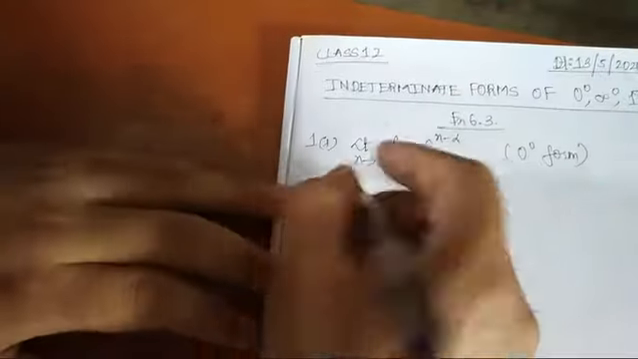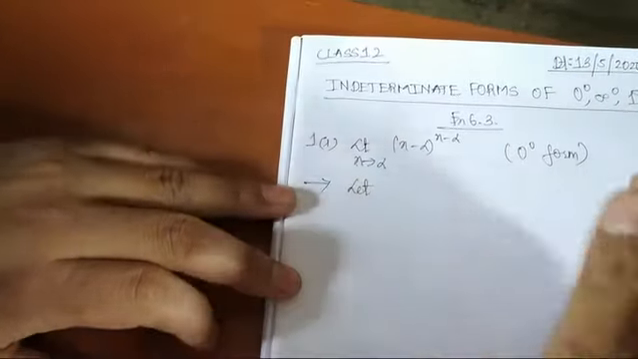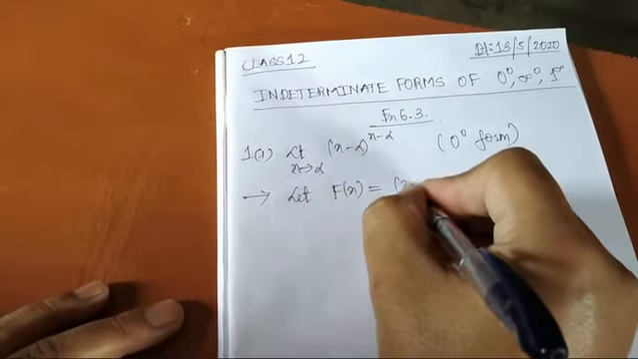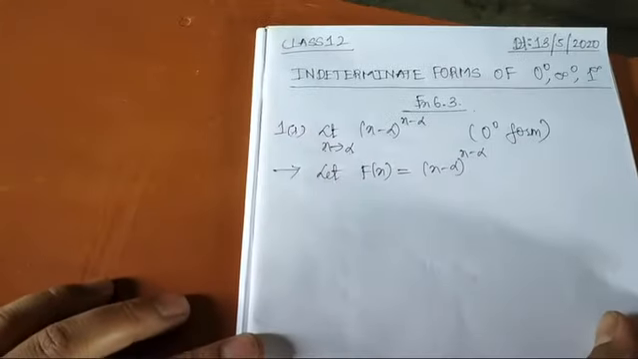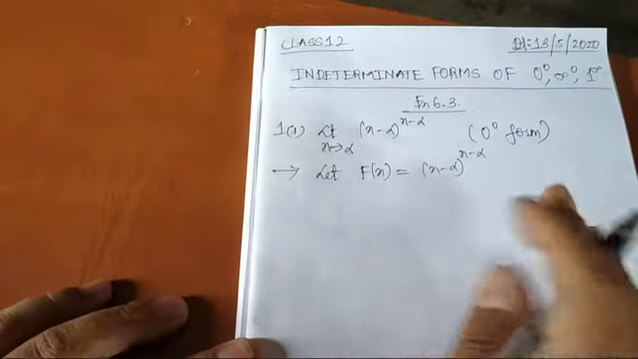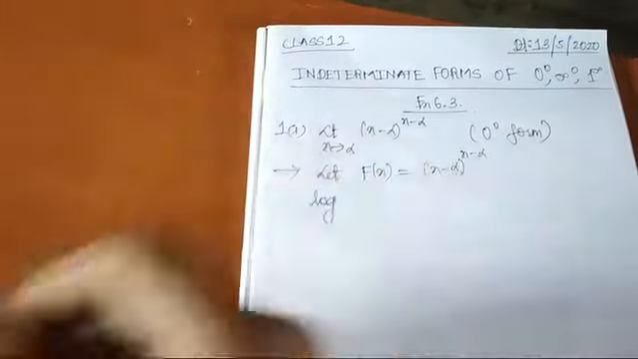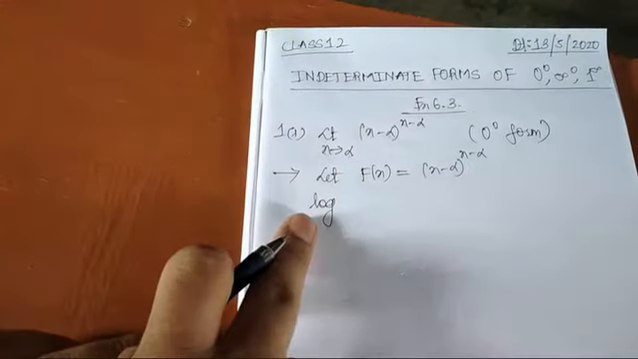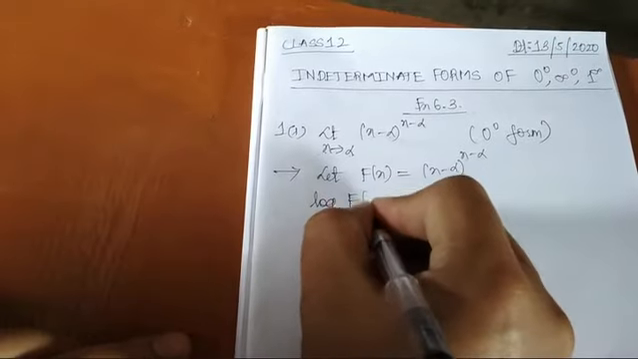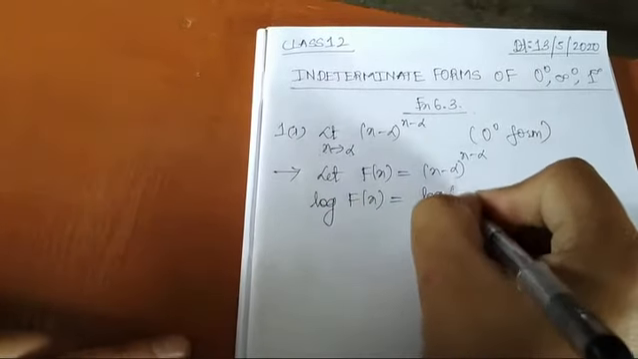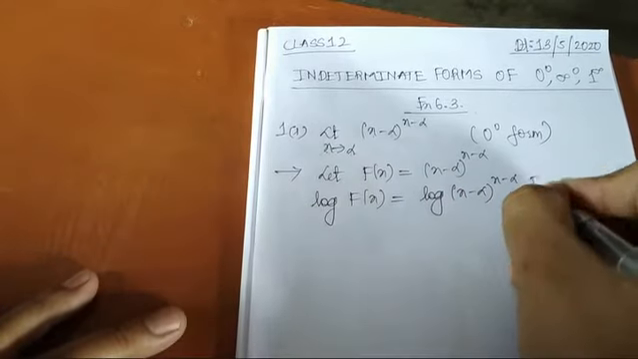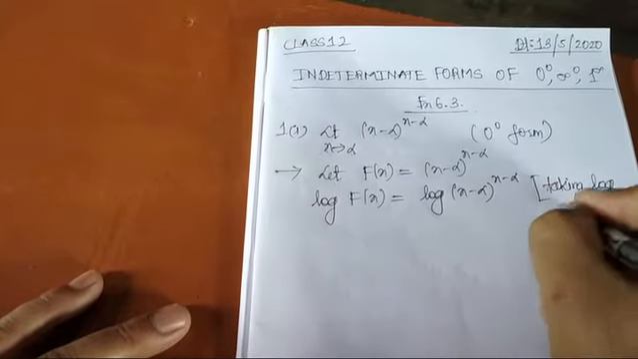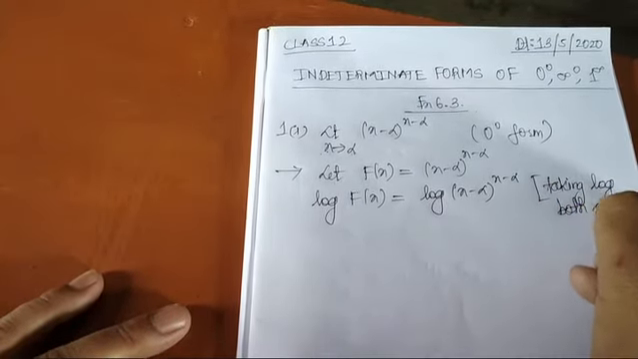Now the first step is, we start with an assumption. You have to follow the steps strictly here. Let us assume capital F(x) as the given function, (x minus alpha) to the power (x minus alpha). This is the first step. The second step is that we take log on both sides. You will be doing these steps in each and every sum of this exercise. First assume capital F(x), and then the second step is taking log both sides. So log F(x) is equal to log of (x minus alpha) to the power (x minus alpha). We have to write the reason: taking log both sides.